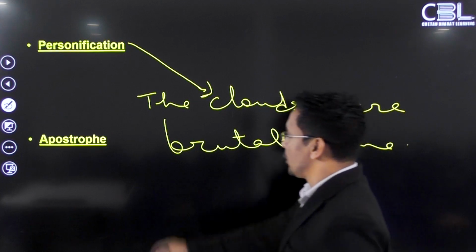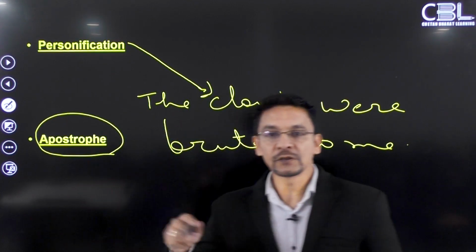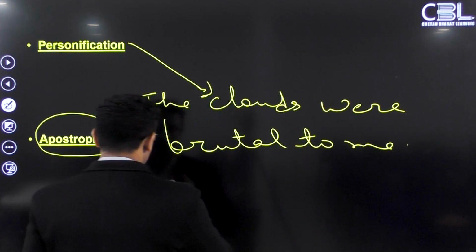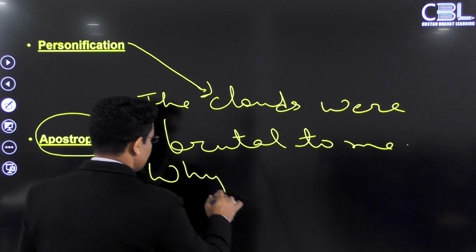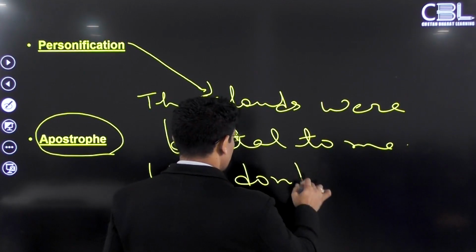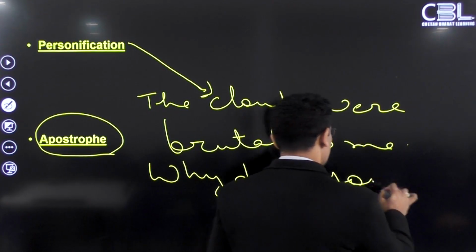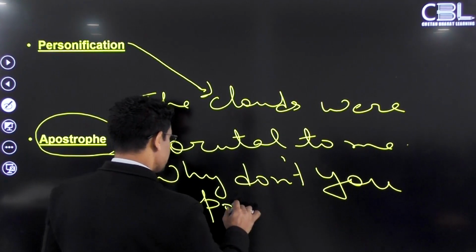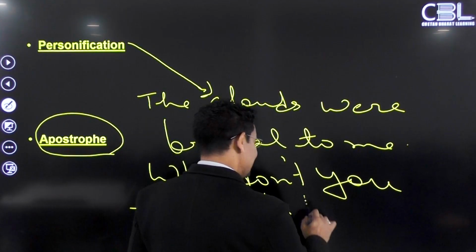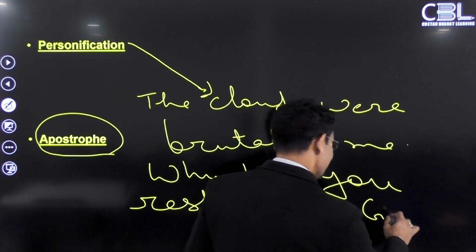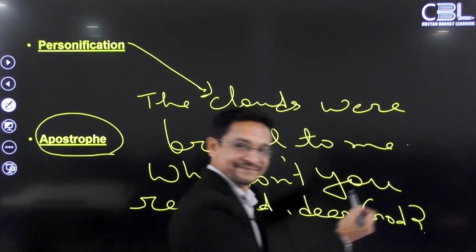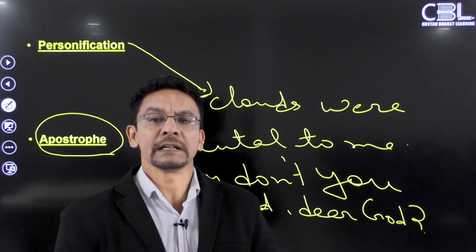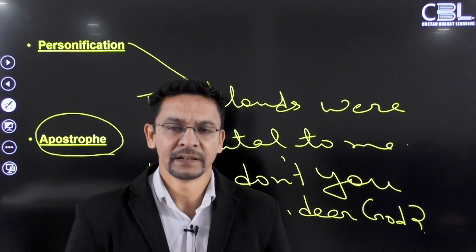Next one, apostrophe. Talking about somebody who is not there or who is already dead. Why don't you respond, dear God? Something that is abstract, that cannot be seen. Abstract. Or is dead, or is not there in front of you. Correct?